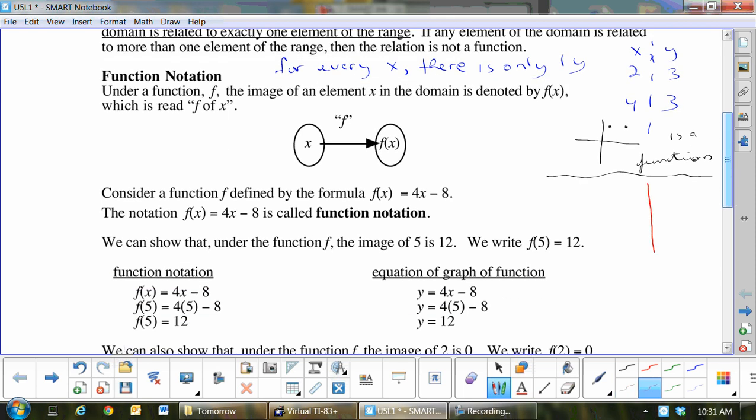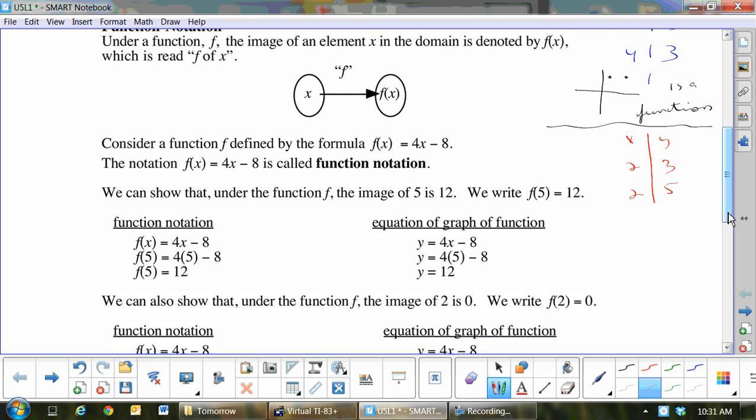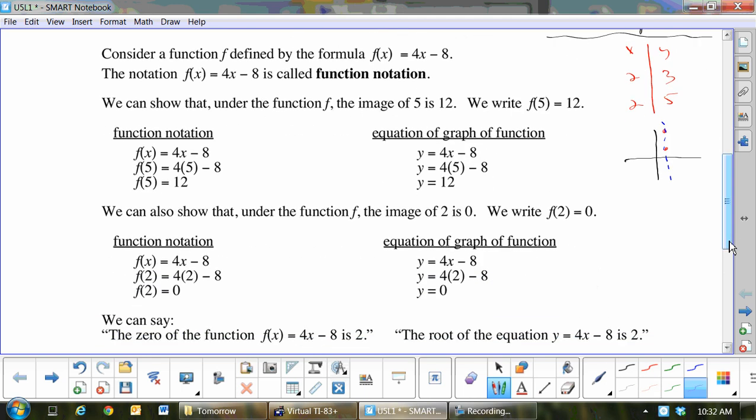Now, if I had another scenario, 2, 3, and 2, 5. See, that's one x giving two different y's. Do you see that? So if we were to graph that even, we would have 2, 3 here, and then 2, 5 here. Now, would that fail the vertical line test? Okay. So that is the vertical line test. Remember the vertical line test, and this is not a function.